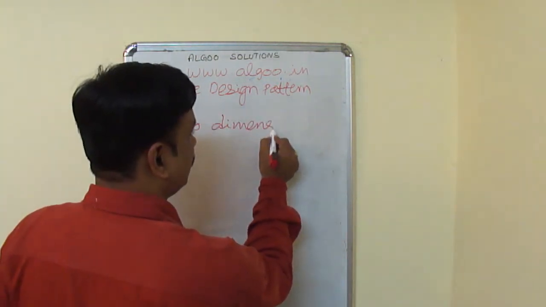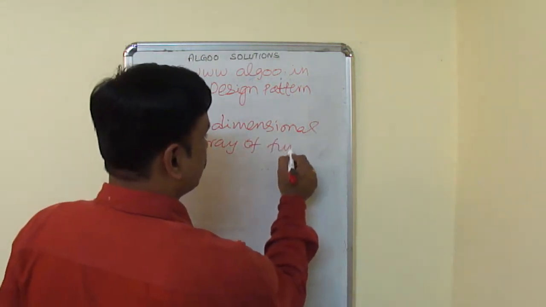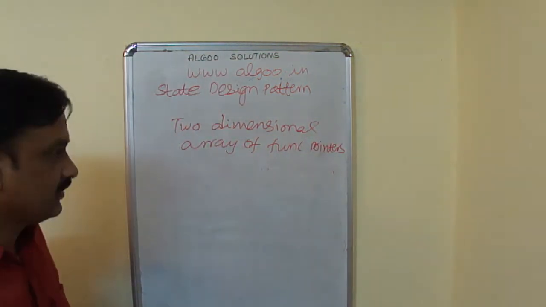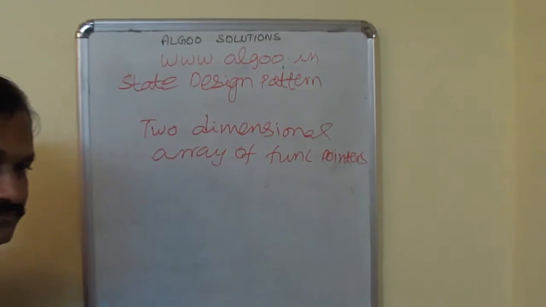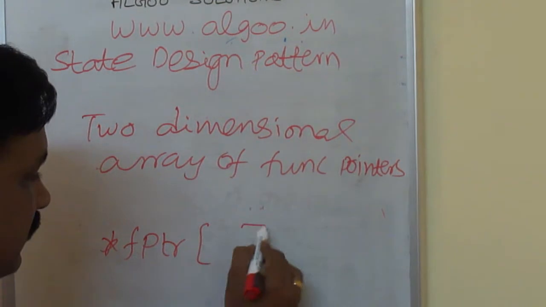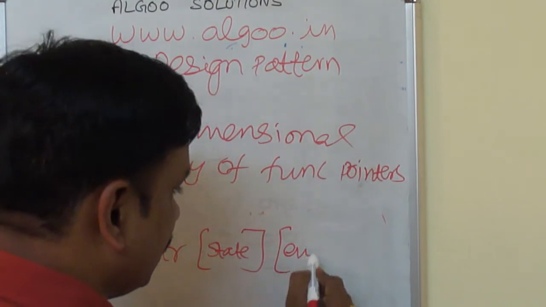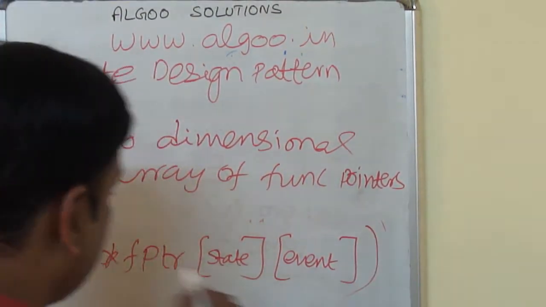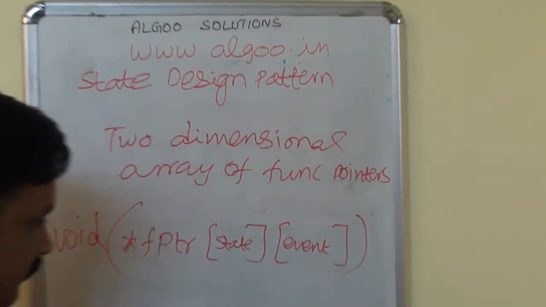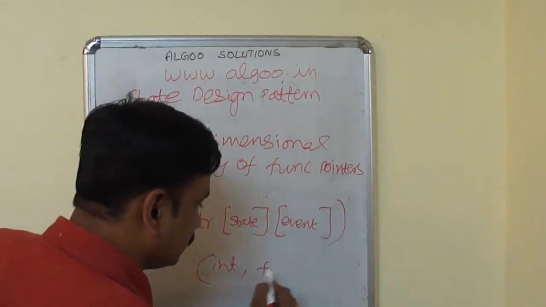a two-dimensional array of function pointers. So you have a function pointer. This is based on the state. This is based on the event, right? And the function is going to return void, and the function is going to accept based on what you are going to pass in.